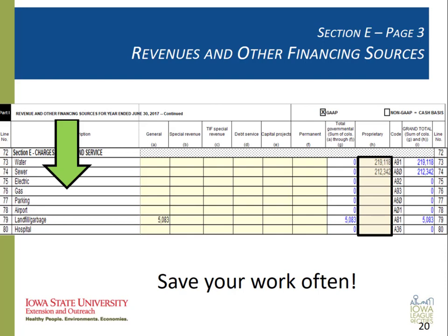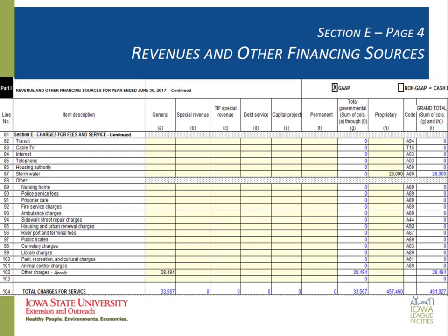However, some communities do have items like landfill or garbage that are collected in the general fund and are handled by a third party. If they are a general fund revenue, make sure that they are reported in column A. We are now finished with page 3. Remember to save your work before moving on. Let's look at page 4.